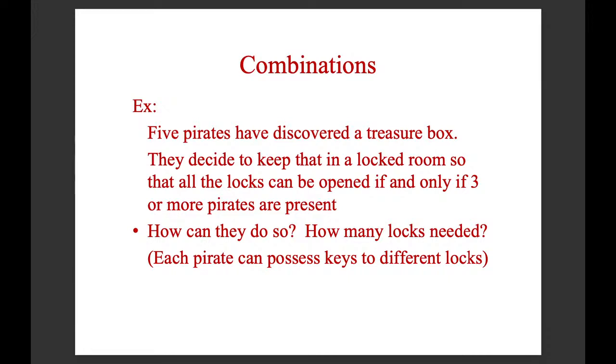So here we have five pirates. As usual, when we have a problem like this, let's try to make it simpler. What about the case where we have three pirates? Let's say we have three pirates and a treasure locked in a room, and this room has locks, and we want the room to be opened only when two of the pirates are there. If just one pirate is there, there should be no way to open the door, because the door has a lot of locks and they don't have all the keys. But any two of them should be able to open the door. So how can we do so?